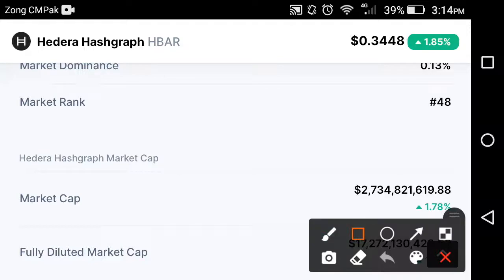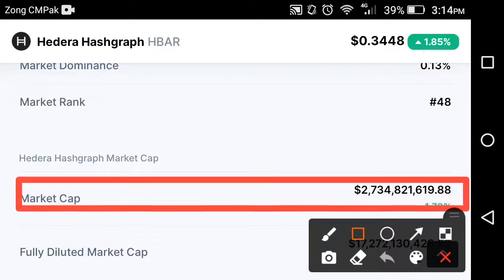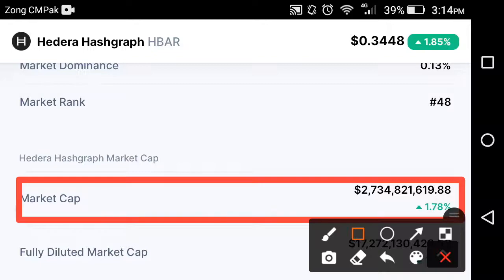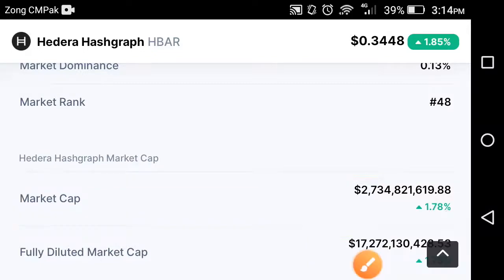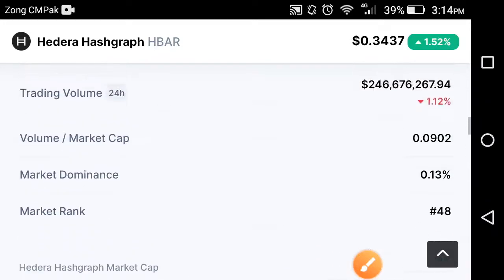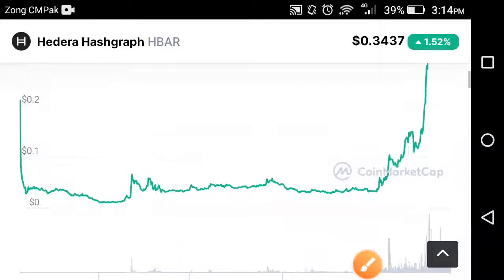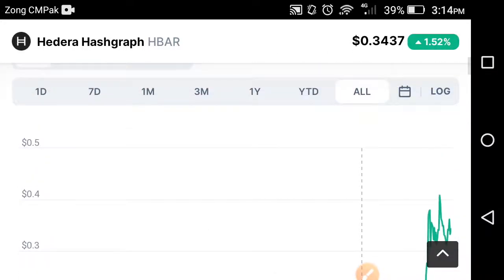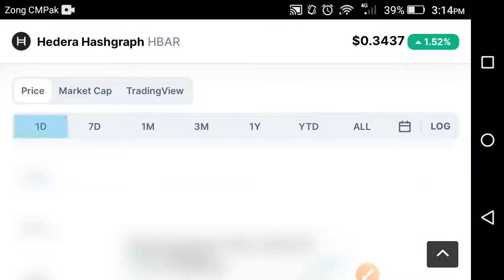So friends, the market cap is going upward. As you can see here, the market cap is going upward 1.78%, and the fully diluted market cap also goes upward 1.78%. Now friends, let's see the price chart of Hedera hashgraph for the last one day. Let's see the last one day price.